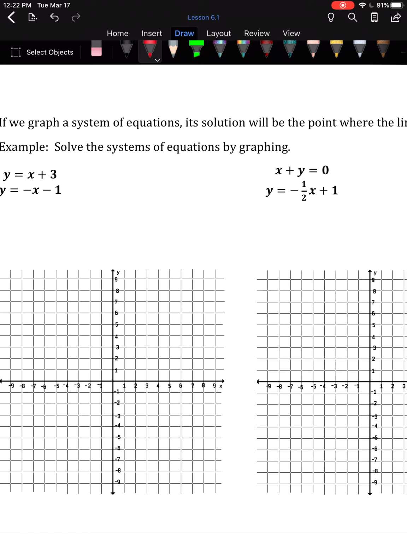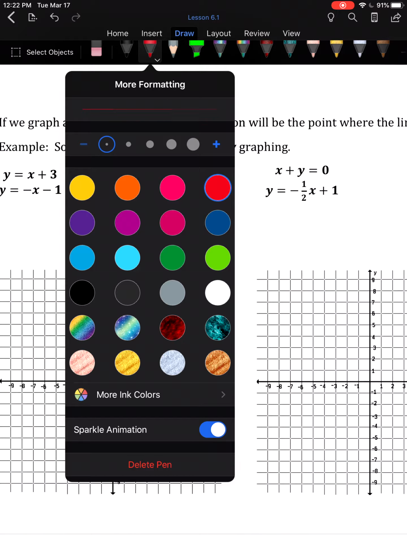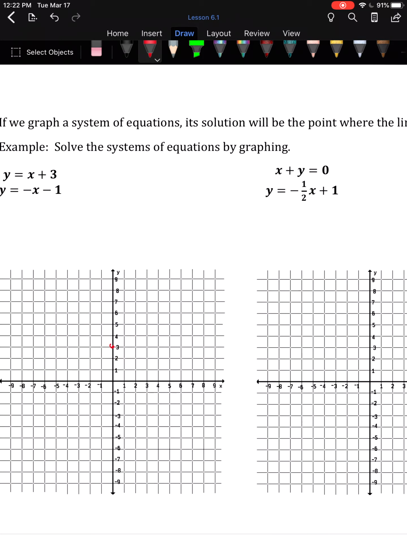So let me try this one more time. x plus 3. We start at positive 3. Can I have just a bigger dot? Let's see if... Plonk. There we go. Up 1, right 1. Up 1, right 1.